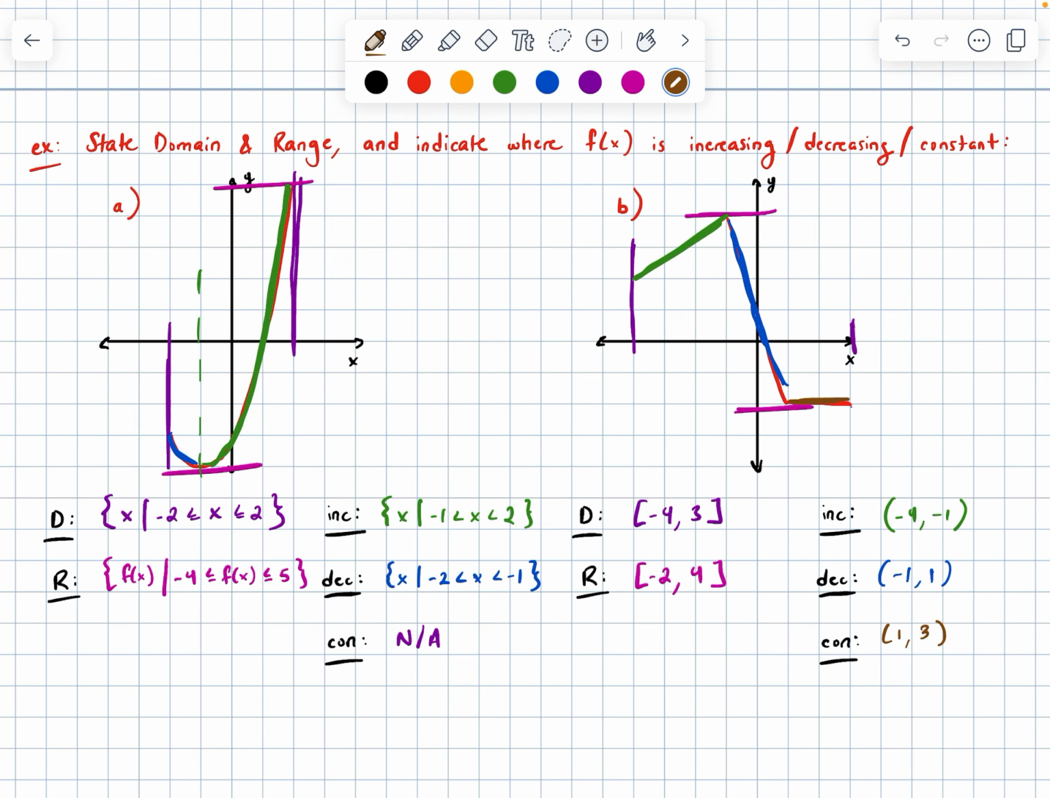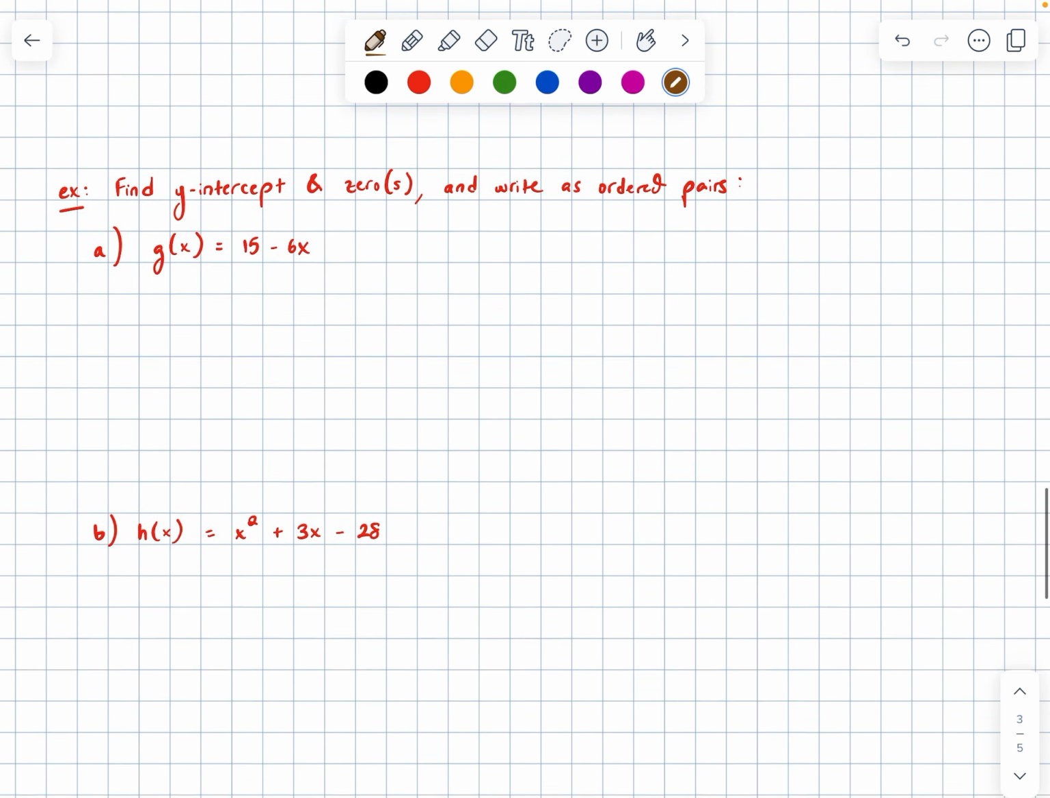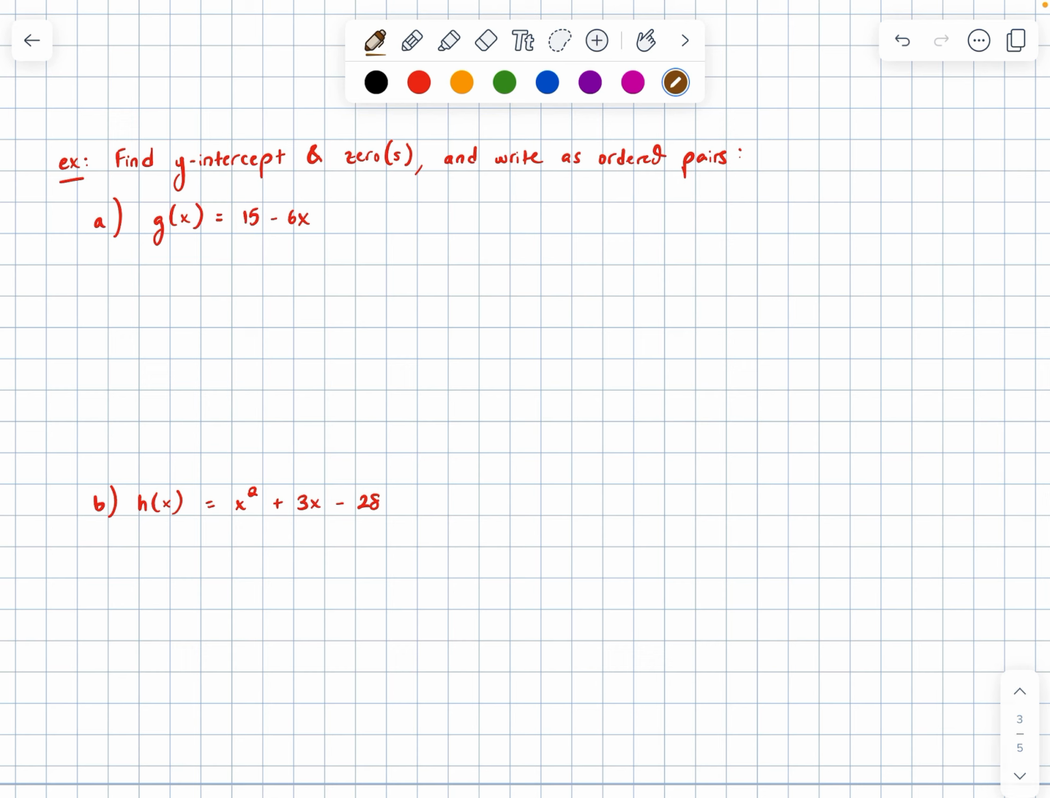Last but not least, let's get a little bit of practice identifying some intercepts. So I have a linear function and I have a quadratic function. I want to find both the y-intercept and the zeros. Again, zeros are a fancy way to say my x-intercepts. Give yourself a little bit of time. Let's find some points on our axes. Go!